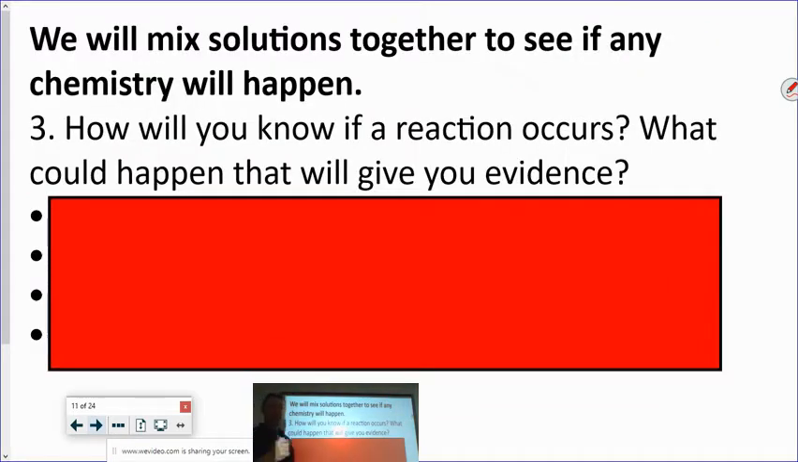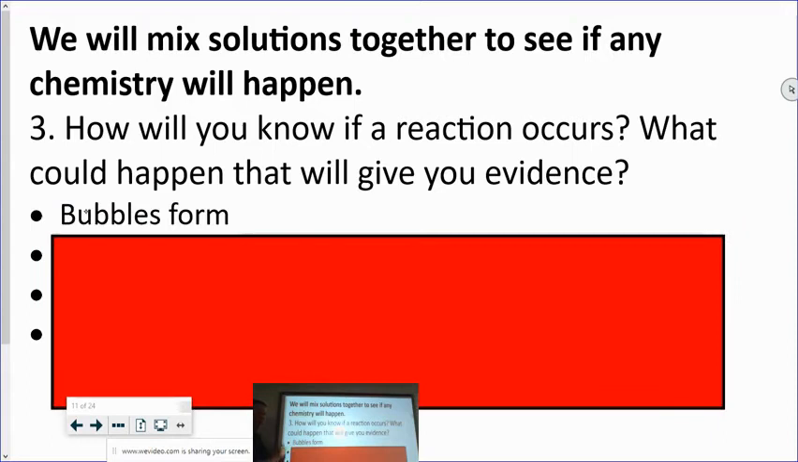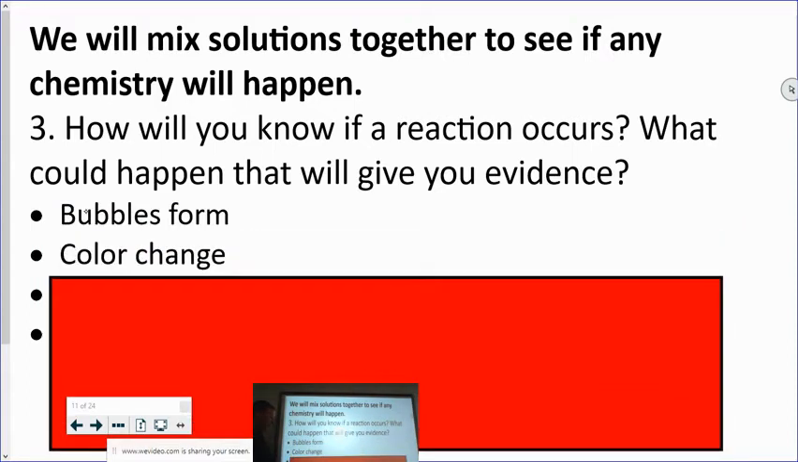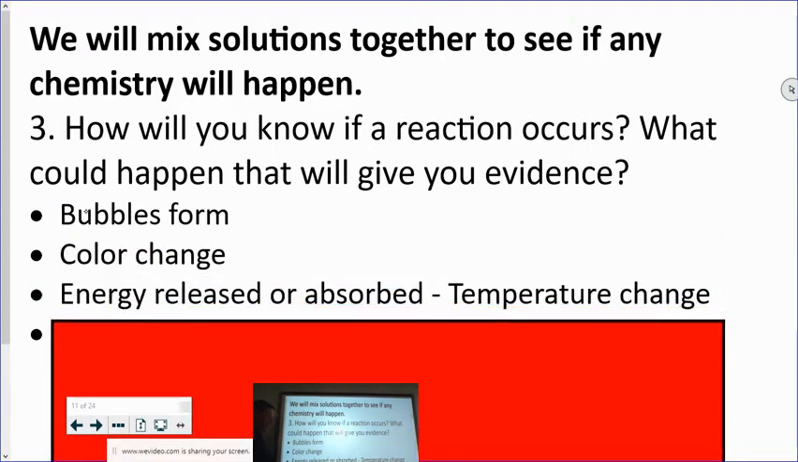So this is really nothing new that we've taught you. We're going to mix these solutions together and see if any chemistry will happen. How will you know if a reaction occurs? What could happen? Well, you could have some bubbles forming. You could have a color change. You could have energy released or absorbed. In other words, the solution can get warmer or colder.